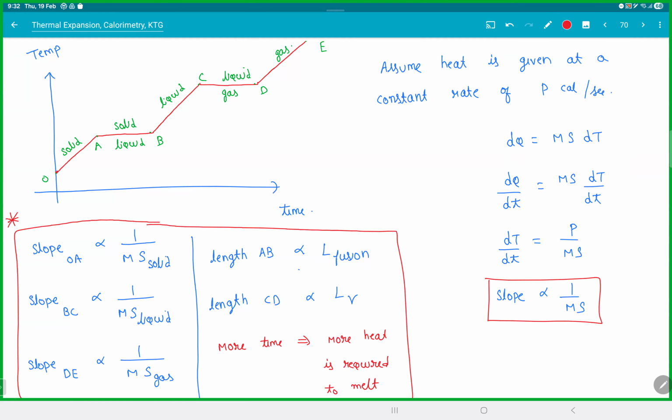Have a look at the graph. Clear with this?